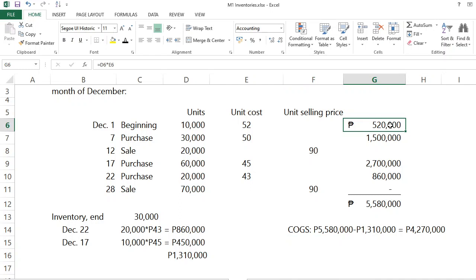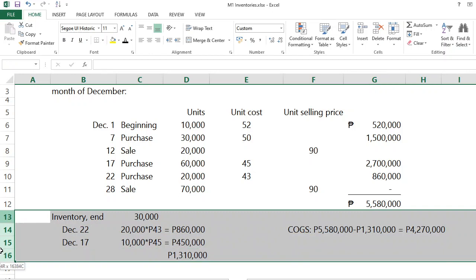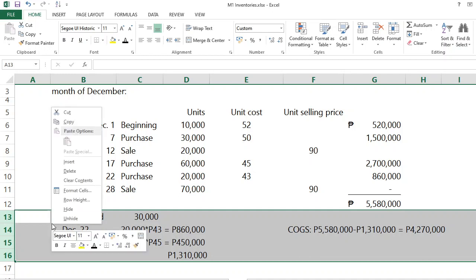Pwede rin. So, 520 plus 1.5 plus, kani dili na ni 2.7 kay ang 10,000 ani nabilin man, di ba? So that will only be 50,000 times 45. 50,000 times 45, and that's 2.25. So 520 plus 1.5 million plus 2.25, ganun din, 4.27 million. So, hindi ko na ipapakita, but if you want to review, go ahead. Mas nindot nga naa kay foundation sa long cut bago ka mag-shortcut. So, that would be the first requirement, and let's proceed to the next.